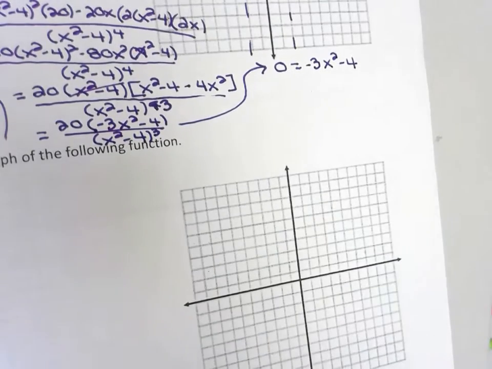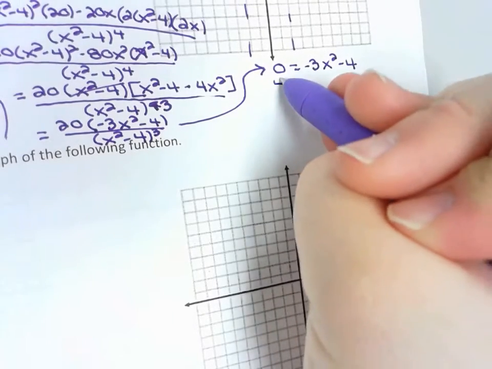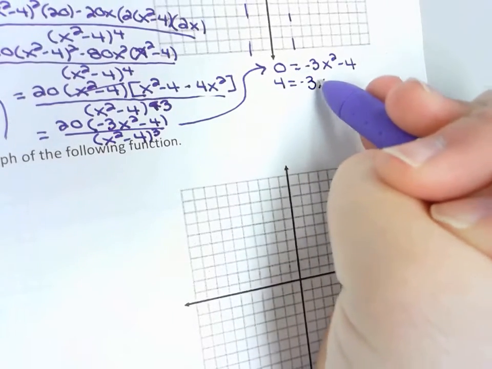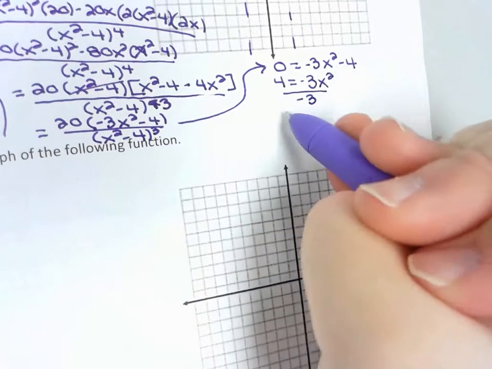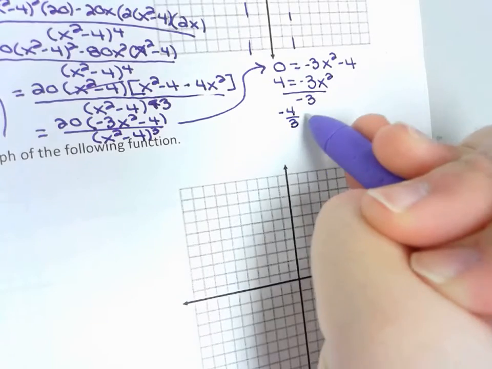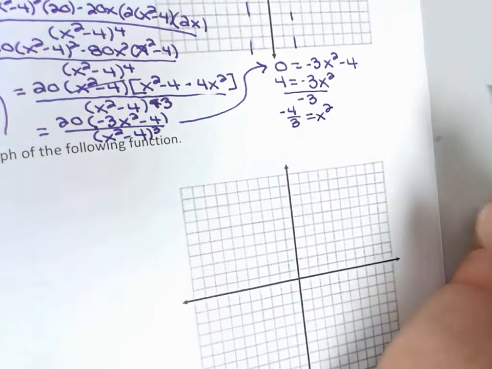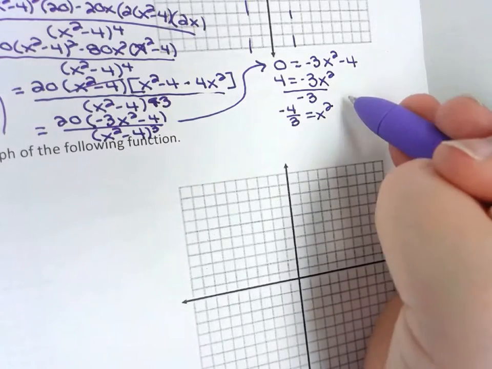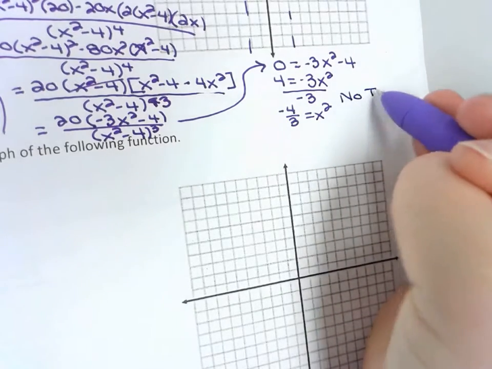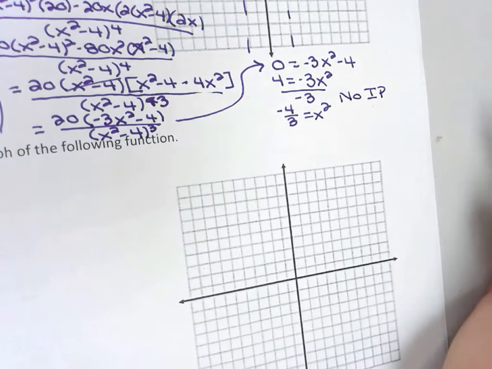If I try to solve this for x, I'm going to get 4 equals negative 3x squared. Divide by negative 3. What issue do I run into? Square rooting a negative. If I try to take the square root of a negative, I can't do that. So what does that tell me? I have no inflection points. Yay, all that work for nothing.